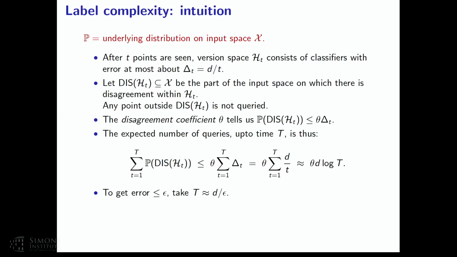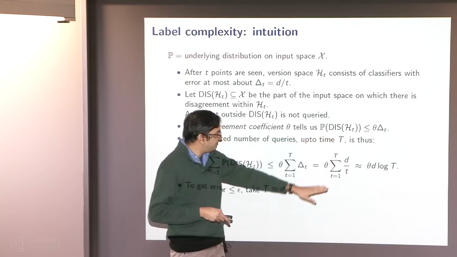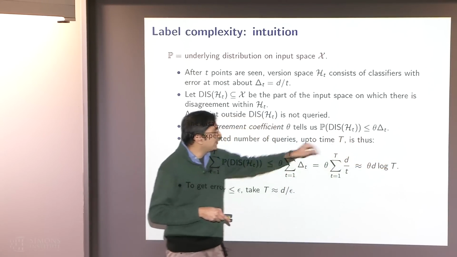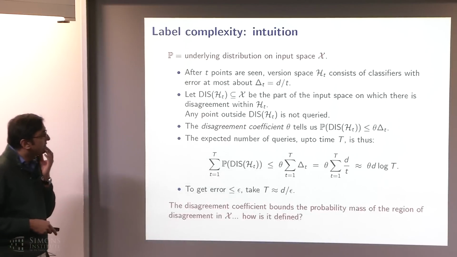Okay, so let's look at the disagreement coefficient. This explains how we get the theta d log d over epsilon. Let's look at the definition of the disagreement coefficient.